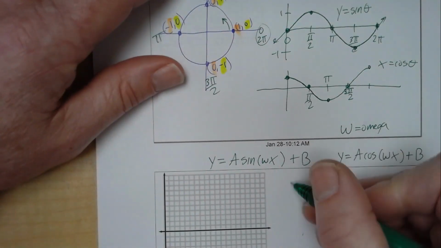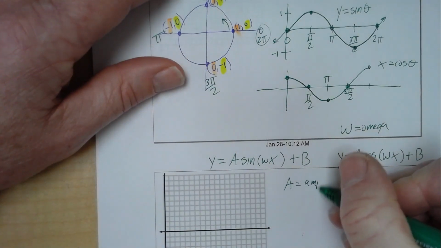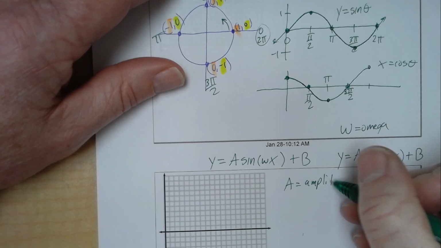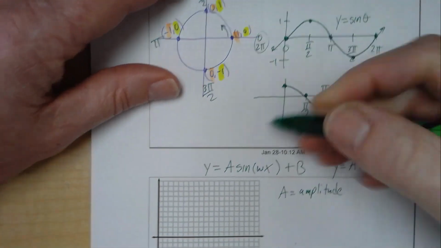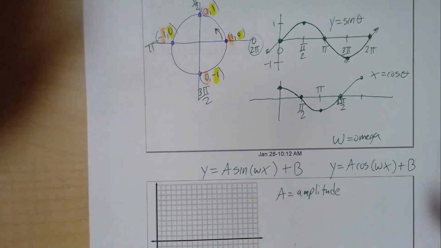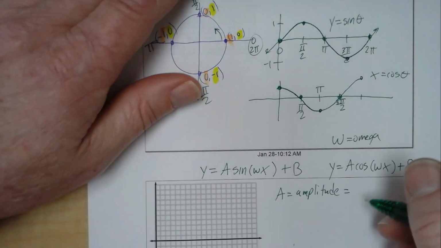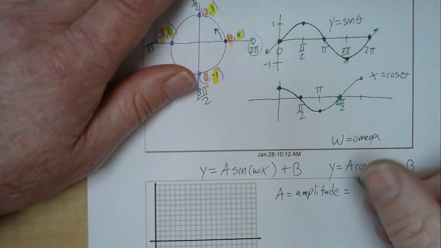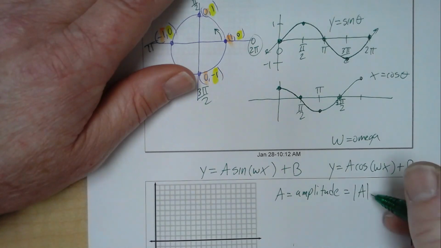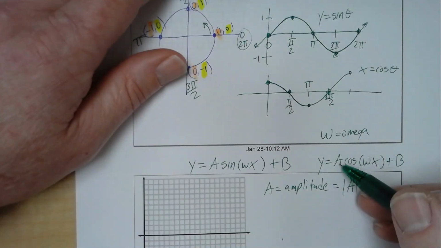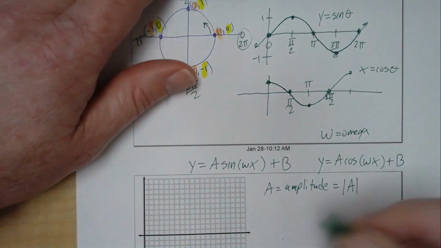So A is the amplitude. It's how high the curve gets and how low the curve gets, because you can stretch it up and stretch it down. It's a number that you multiply in front, like multiplying x squared by a number in front. So it has a little bit more meaning here. And the amplitude is the absolute value of A. So you could have a negative number in front, and then the amplitude would just be the absolute value.